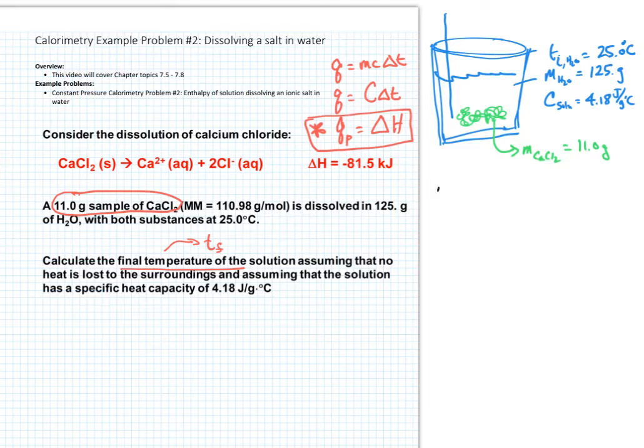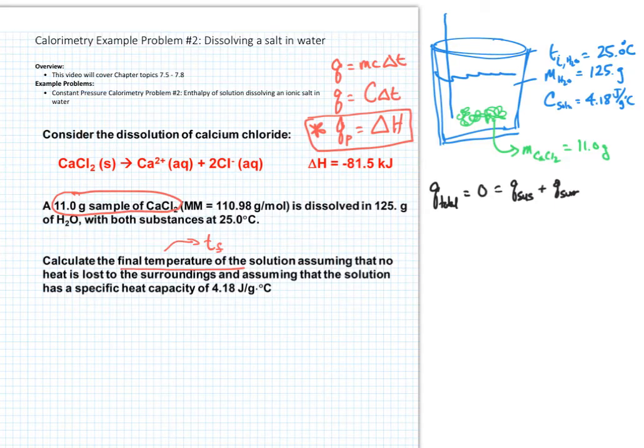So let's continue with this problem, and we're going to start, like I said, to start all these problems. Q total equals 0 equals Q sys plus Q surroundings. And this might be a good time to stop the video and see if you can figure out what the system and what the surroundings are. You should end up with 3 different things.